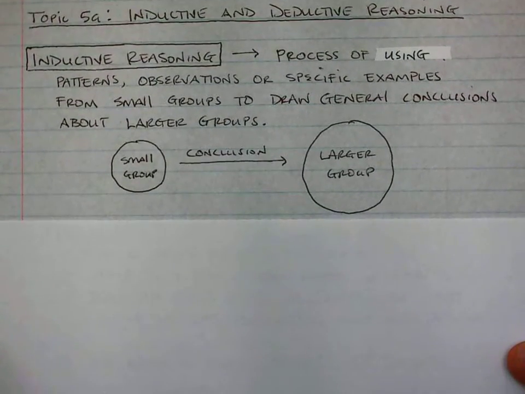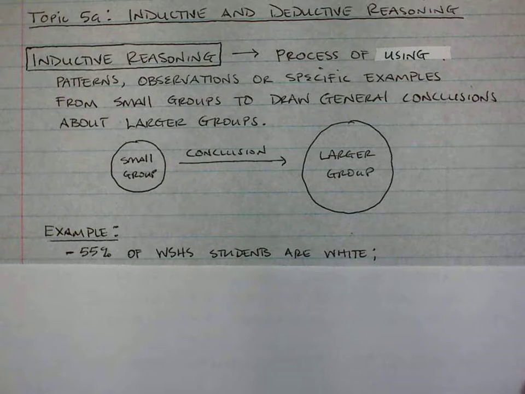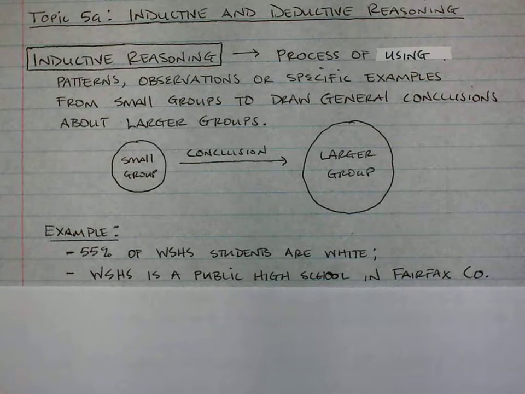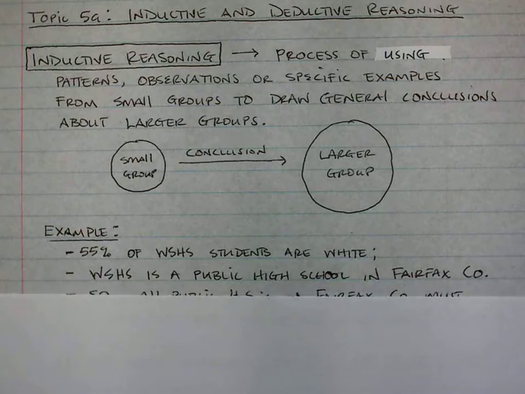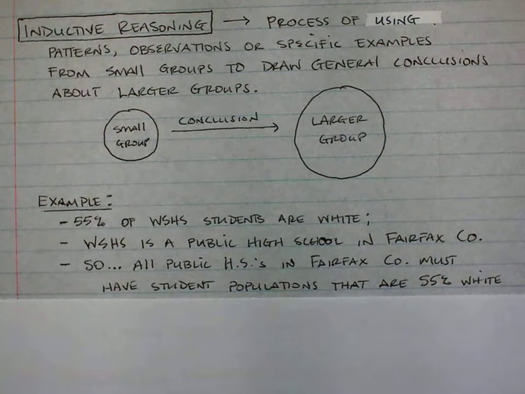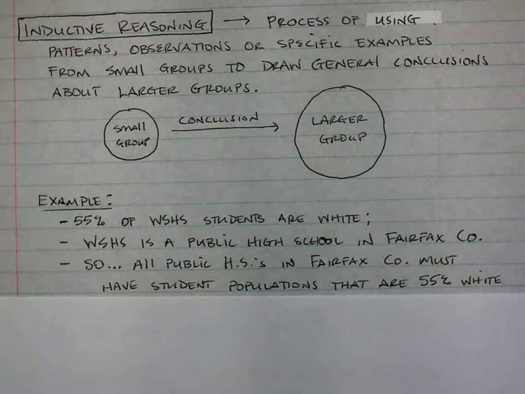Okay, so an example that we could look at would be if we said that the West Springfield student population has a certain percentage of students that are white. Keep in mind these numbers are not necessarily accurate, but let's just assume for this example that they are, and we're taking this as a given. If we said that 55% of West Springfield High School students are white, and that West Springfield High School is a public high school in Fairfax County, then we use inductive reasoning to conclude that all public high schools in Fairfax County must have student populations that are 55% white.